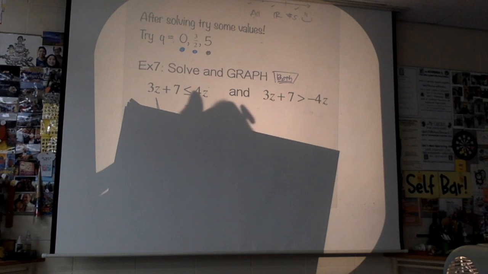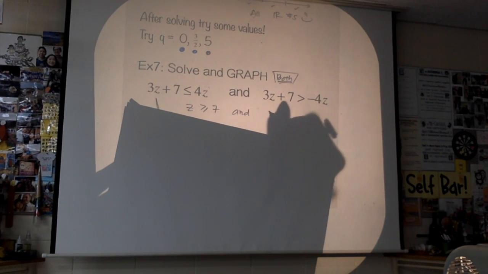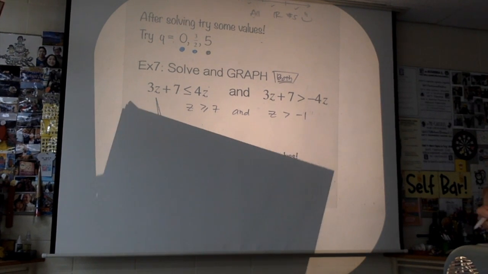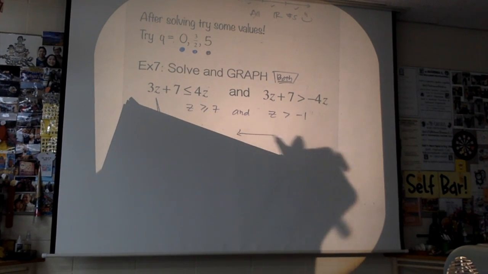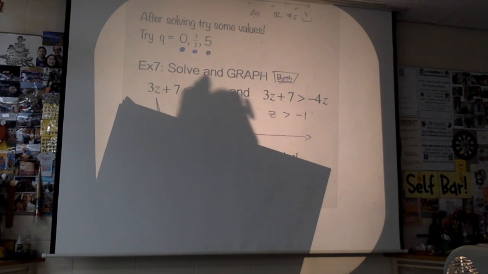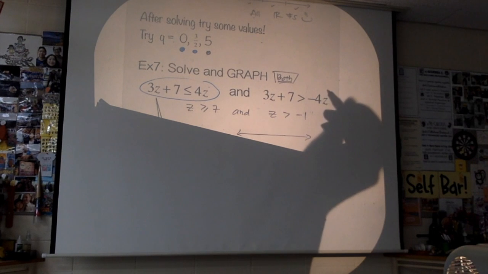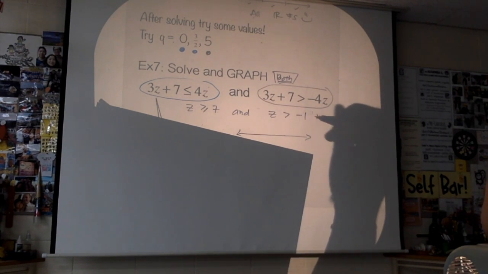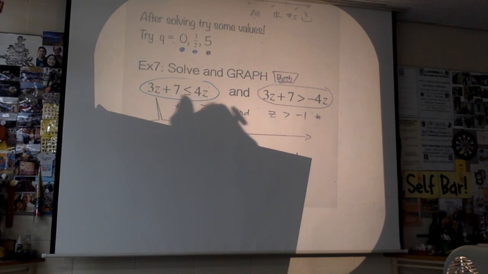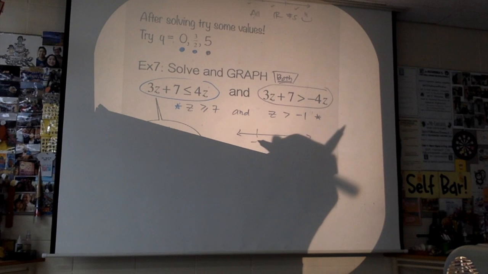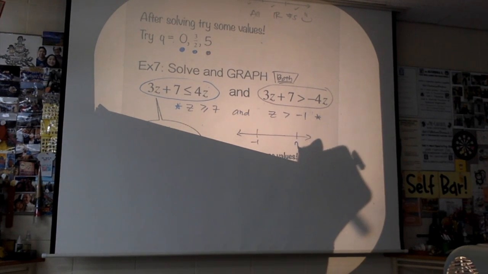So we solve this, we get z is greater than or equal to 7, and z is greater than -1. Okay? So let's actually graph that and see what happens. Again, I'm going to do it color-coded. This one's going to be the blue. This one's going to be black. Let's do blue first. -1 is here, and 7 is here.